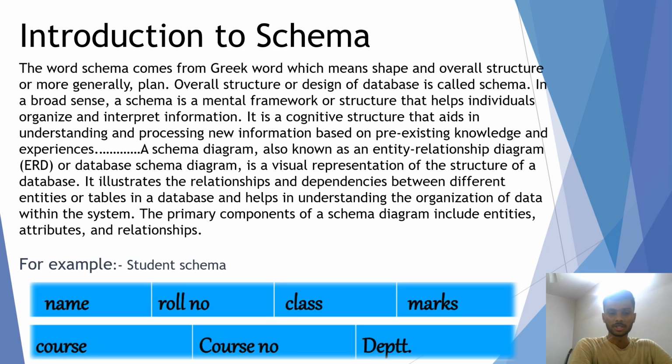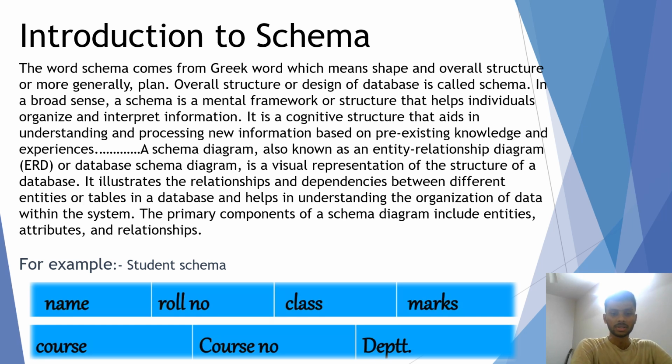The first topic is going to be introduction to schema. The word schema comes from the Greek word which means shape and overall structure, or more generally plan. Overall structure or design of database is called schema. In a broad sense, a schema is a mental framework or structure that helps individuals organize and interpret information. It is a cognitive structure that aids in understanding and processing new information based on pre-existing knowledge and experiences.